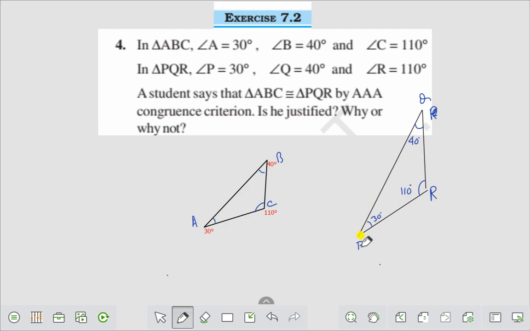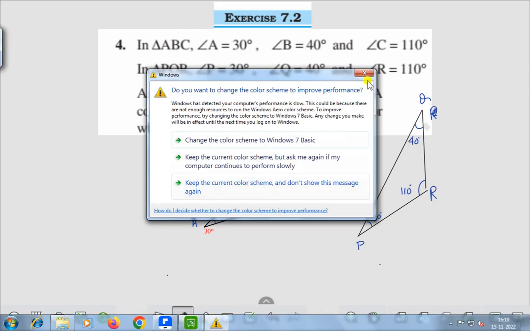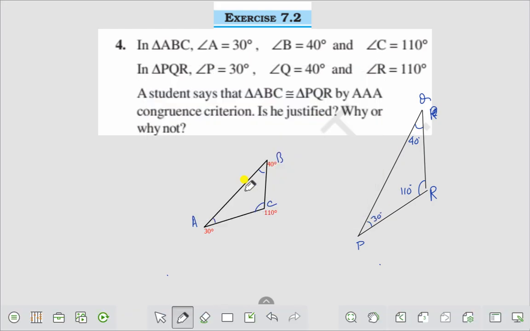In the same way we have drawn another triangle, that is PQR. Here it is 30 degrees, here it is 110 degrees, 140 degrees. From estimation we can say that this doesn't superimpose on this triangle, right? This triangle is smaller and this triangle is bigger. Therefore, they are not superimposed on each other.